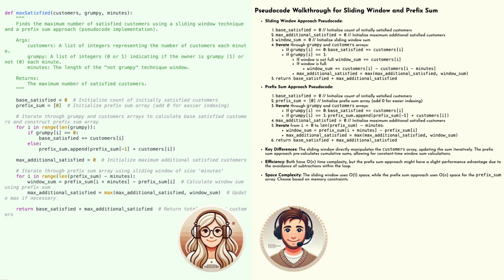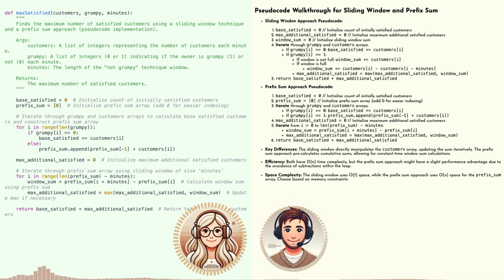Right, you got it. For each position of the window, we use those pre-calculated prefix sums to figure out the total number of grumpy customers in that window. Remember, it's just a subtraction. And of course, just like before, we keep track of the biggest sum we see as we slide along. And that biggest sum, plus the initial count of satisfied customers, gives us the best possible outcome.